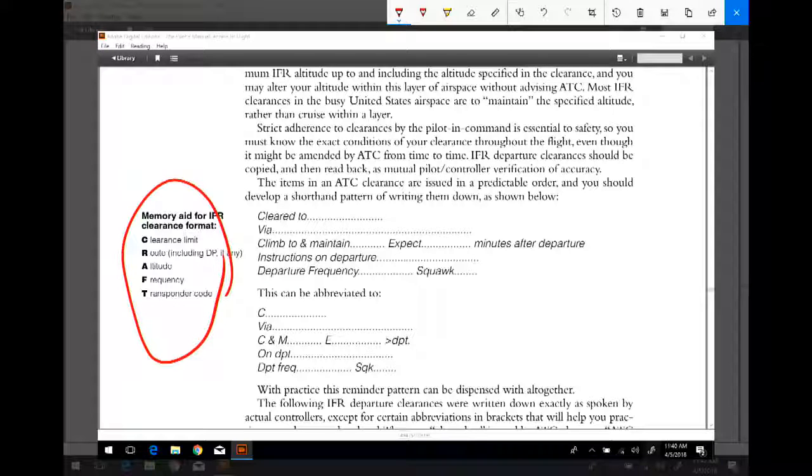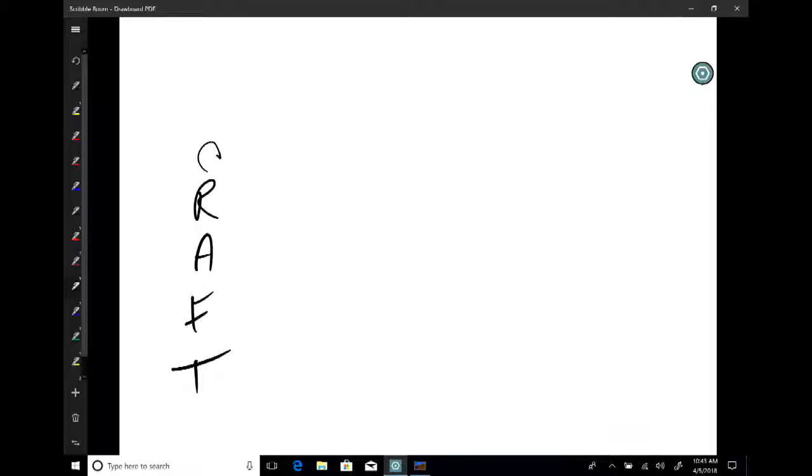So what would happen is this, and what I was going to show you on the iPad, in ForeFlight, which for whatever reason is just not working right now. What you get is a scratch pad, and on that scratch pad, it'll show you CRAFT. So as you look here, you can see that the C stands for your clearance limit. So where are you cleared to?